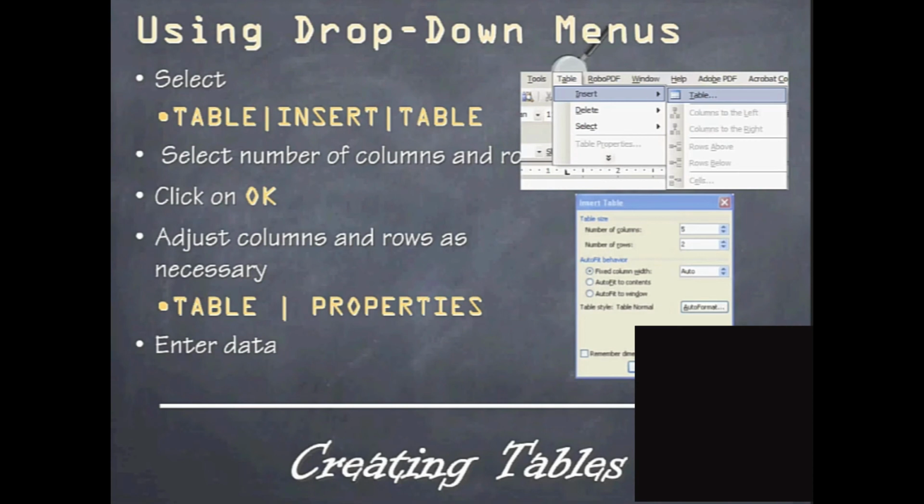And if you don't want to use the toolbar icon, you can use the drop-down menu. It's not a bad idea to learn this because when you use the drop-down menus, you will always know how to access its properties. Using the drop-down menus, you select the table menu, insert, and then you will see options pop out from that insert tab. From there, you can select the number of rows and columns in that option, table properties. Click OK, then you will have your table.